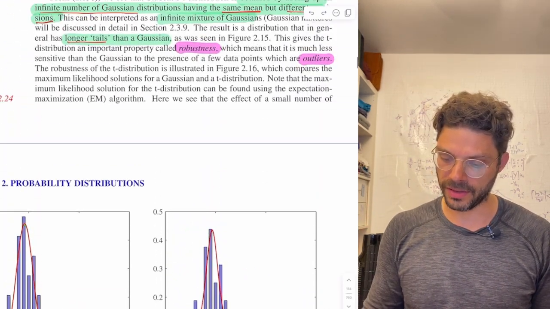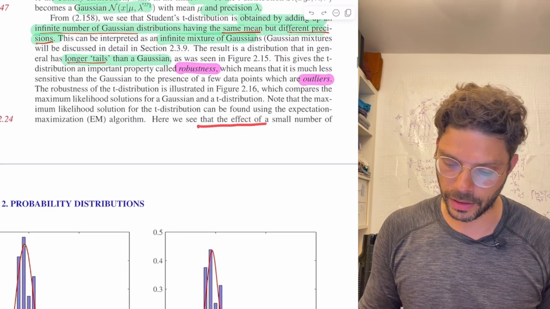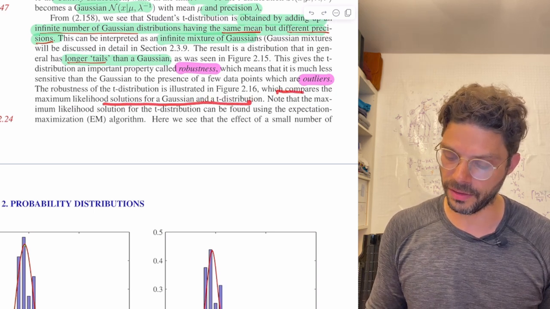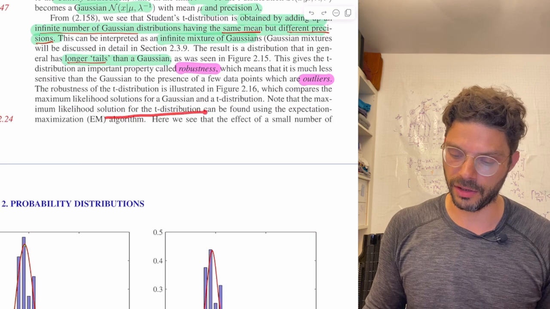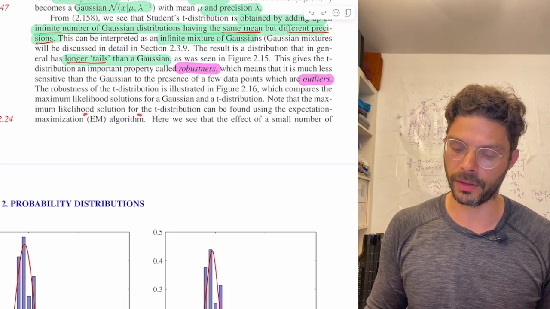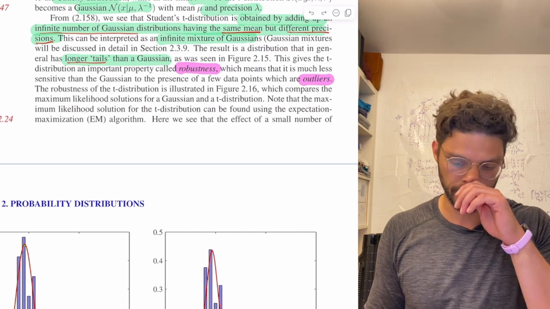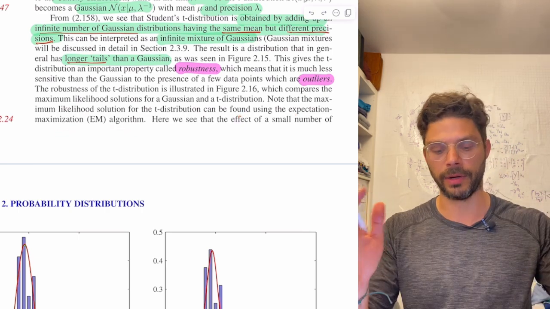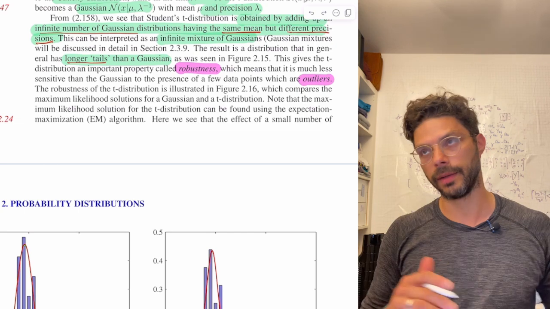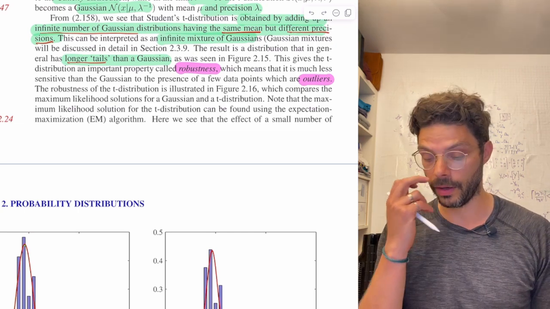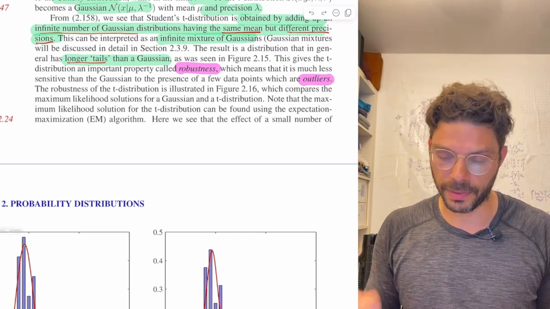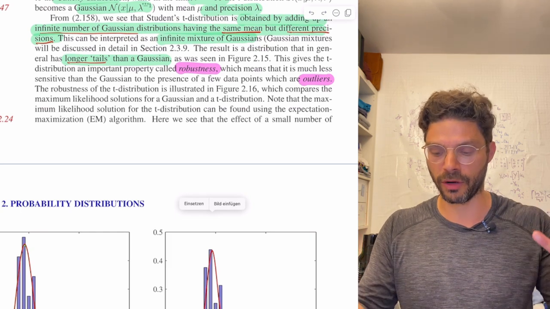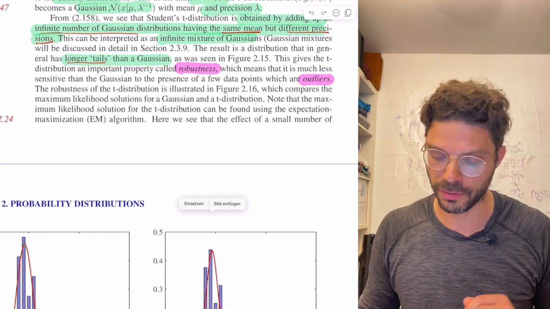So what did he say? The figure compares the maximum likelihood solution for the Gaussian and the t-distribution. We find the maximum likelihood solution for the t-distribution, so the degrees of freedom, the mean, etc., can be found using the expectation maximization algorithm. This is a very important algorithm. We're going to talk about it in many chapters forward, but right now, what we want to discuss is just the effect, so you get the big picture of why this t-distribution is useful.